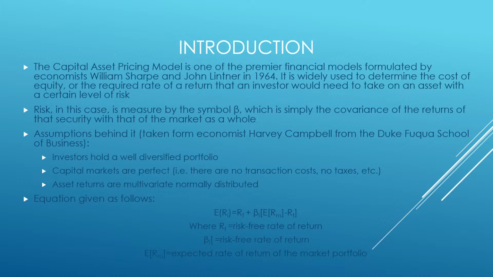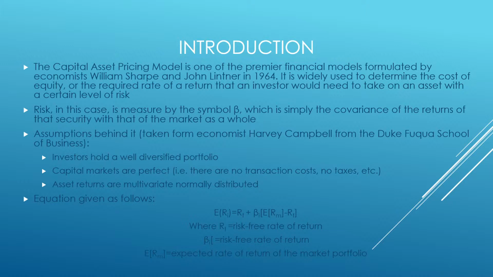The risk in the model is measured by a variable called beta, which is simply the covariance of the returns of that security with that of the broader market overall. And the assumptions behind the model, and I'm ripping a page out of economist Harvey Campbell's book, he's an economist from the Duke School of Business. Essentially, the assumptions are that investors hold a well-diversified portfolio, which is captured in the fact that the capital asset pricing model has an expected rate of return of the overall market. So that component captures that assumption.